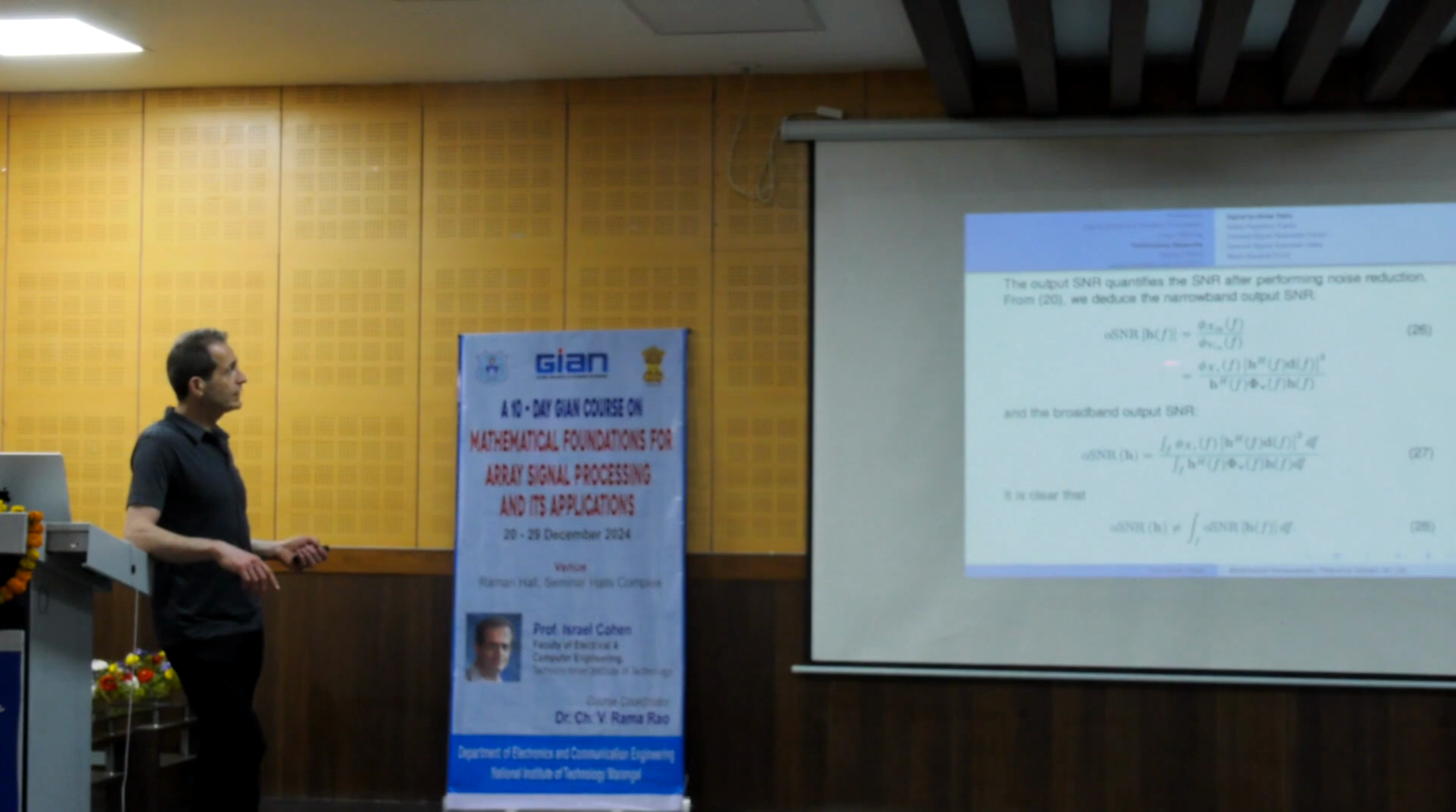We have also the output SNR. The narrowband output SNR is the narrowband power of the desired signal at the output of the filter divided by the narrowband variance of the residual noise at the output of the filter. So this ratio, we had it before. You see, it looks like this.